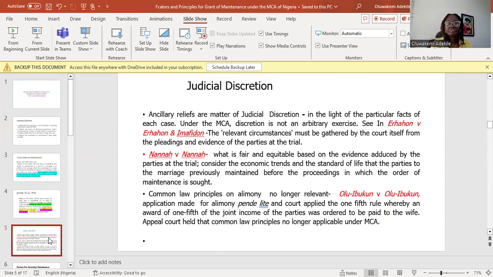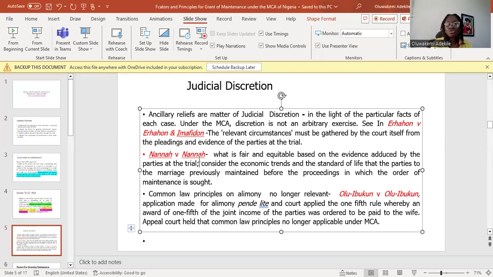Now, judicial discretion is what it says. You don't come to the court to claim maintenance as of right. Considering the nature of family law litigation, it is left to the court to determine, in the light of the facts of each peculiar case, whether it is going to grant the order of maintenance, and if it grants it, what exactly should be the content of that order. And so it is a discretion.